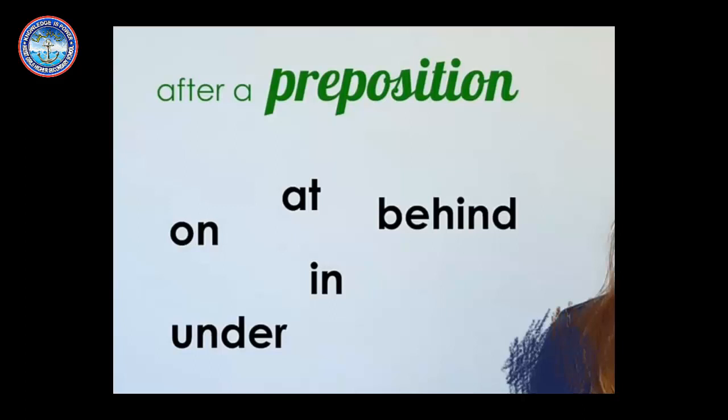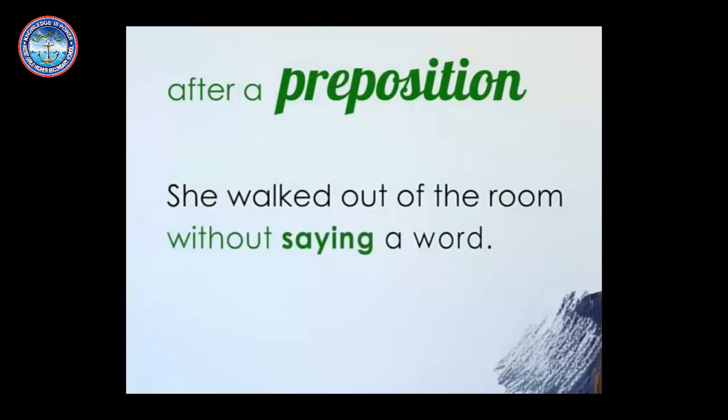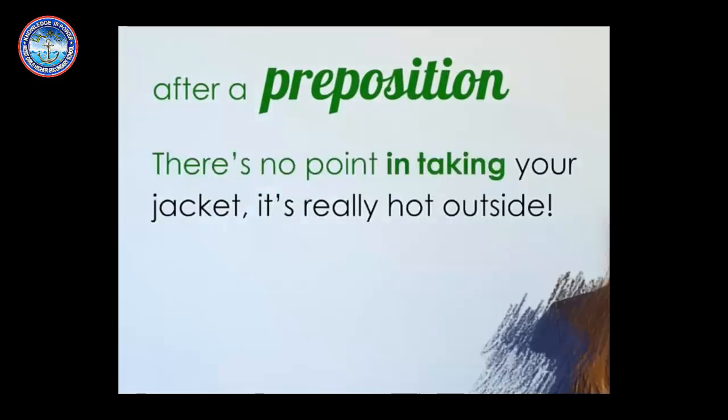When you see a verb after a preposition, it's actually often a gerund. You remember prepositions? They are words like on, at, in, under, behind, without. She walked out of the room without saying a word. And these rules about prepositions include expressions that end in a preposition, like in spite of. In spite of training for years, she got knocked out of the tournament in the first round. There is no point in taking your jacket. It's really hot outside. I am fed up with asking you to be quiet.